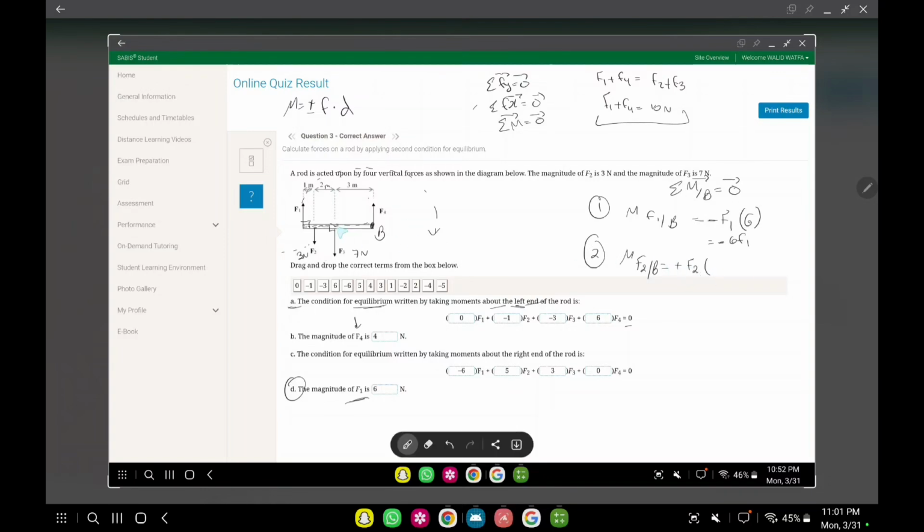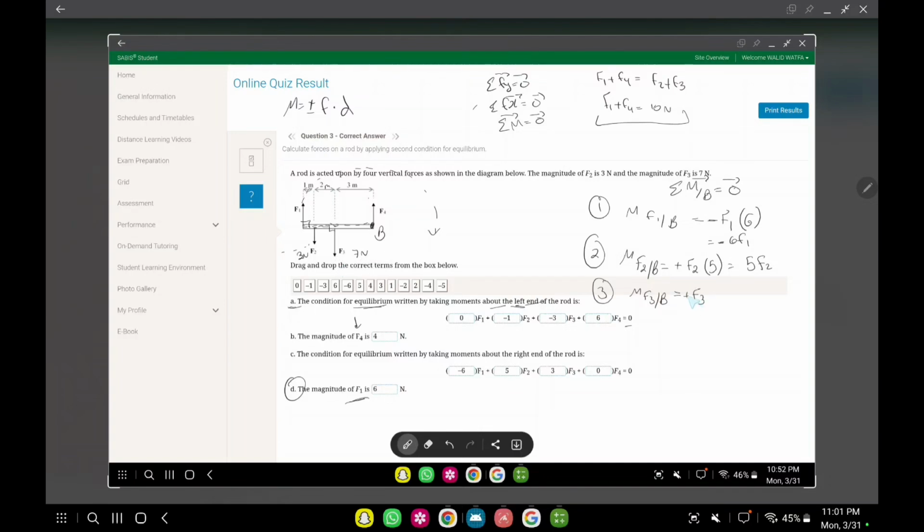F2 times the distance, 2 plus 3, 5. So it's going to be 5 F2 as the moment. The moment of F3 around B is going to be equal to F3, also going counterclockwise, so it's going to be positive.